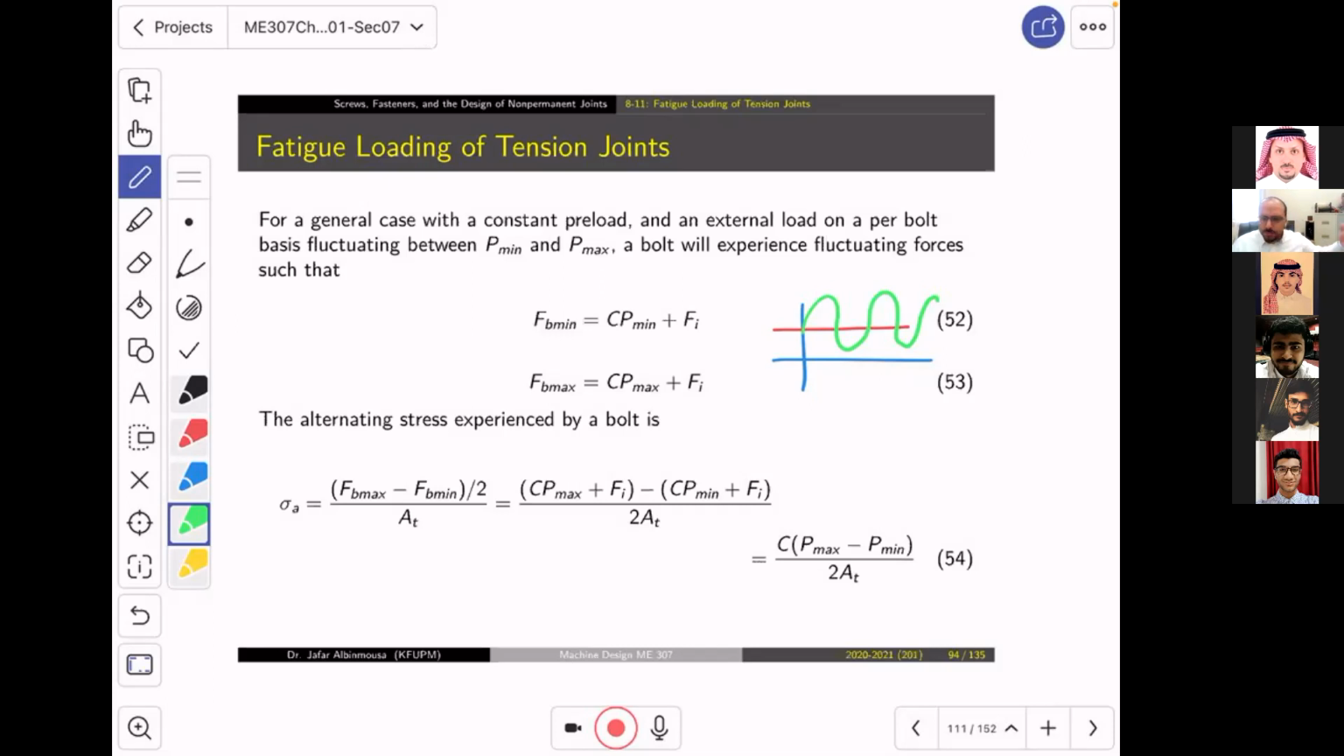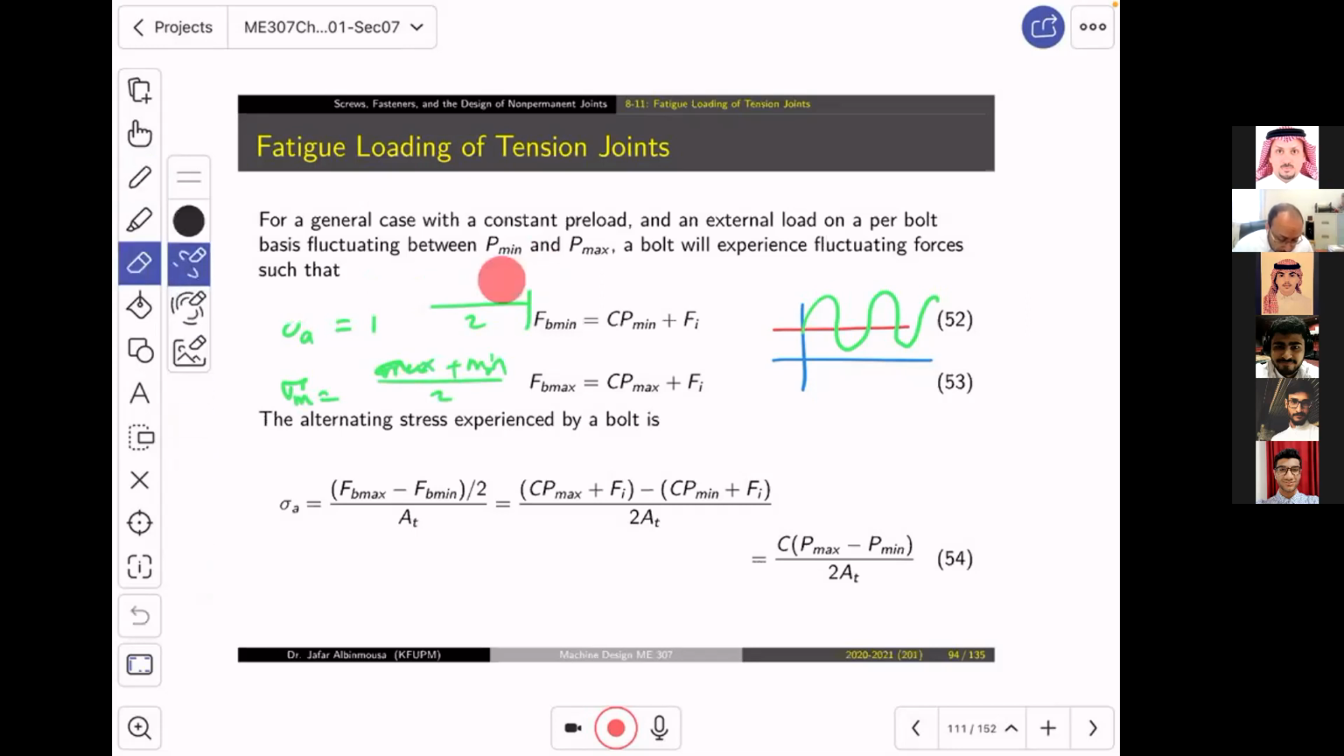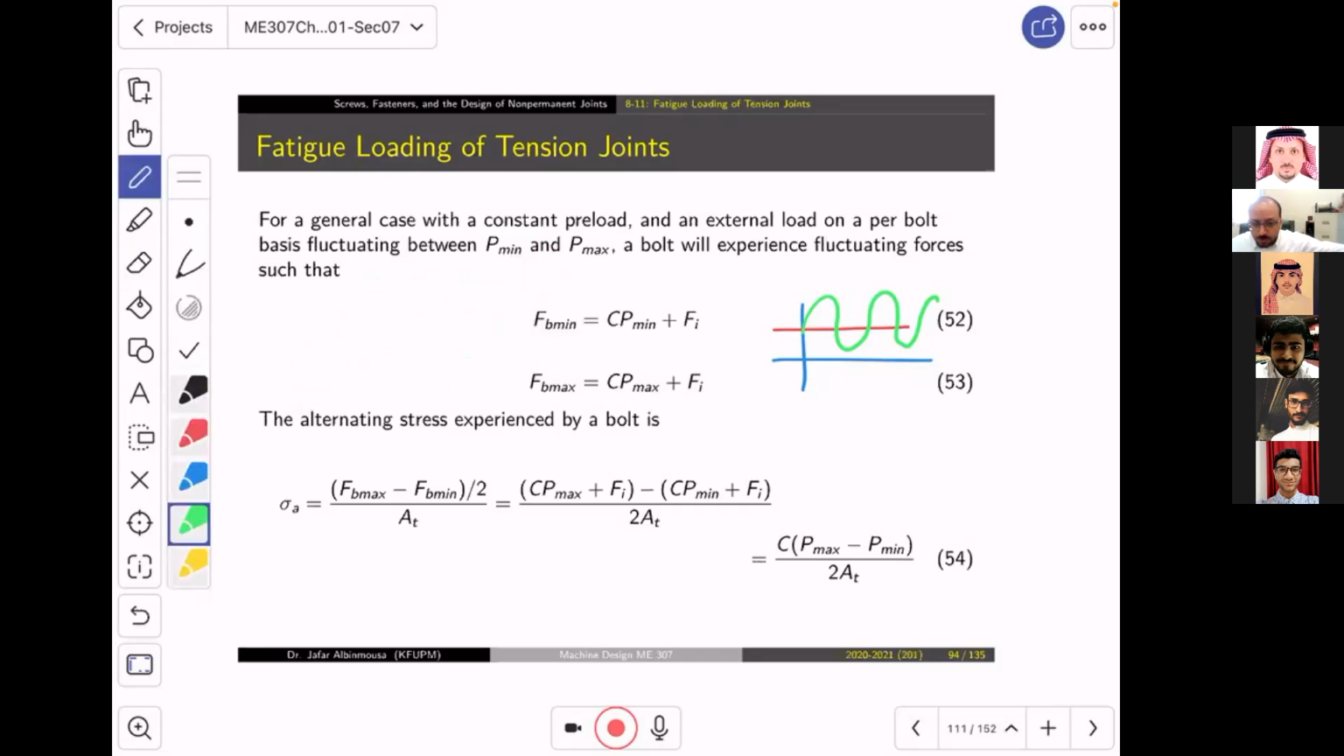Just the same question I am being asked for the project. What does it mean to have a maximum moment and a minimum moment? It's very simple. Whenever you have the maximum and the minimum, that's it. The amplitude is equal to the absolute value of the maximum minus the minimum over 2. And the mean is equal to the maximum plus the minimum over 2. That's it. So what are we going to do? We want to find the maximum force in the bolt and the minimum force in the bolt.